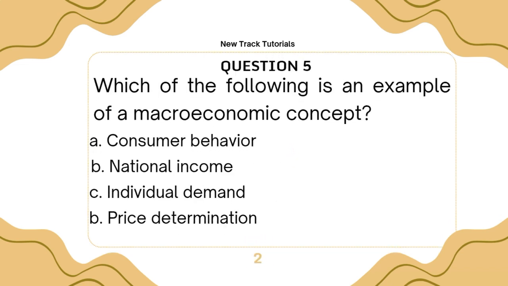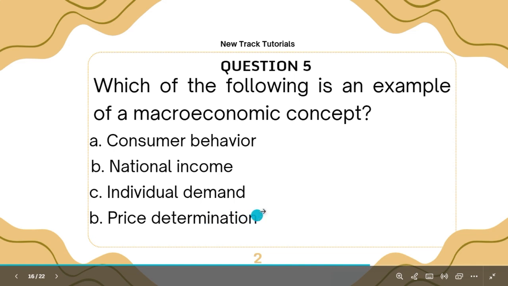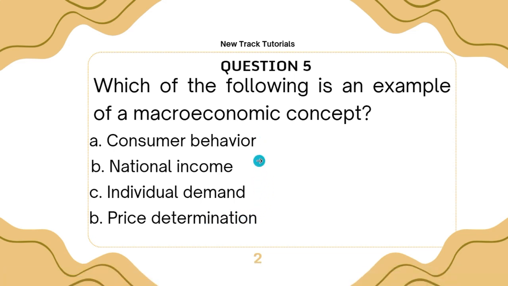In question number 5, which of the following is an example of a macroeconomic concept? Is it consumer behavior, national income, individual demand, or price determination? Which do you think is the best option? Now let's analyze this. Consumer behavior has to do with the consumer's behavior towards certain goods or services.